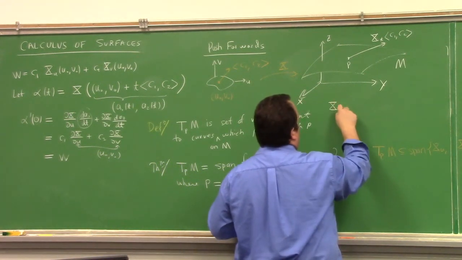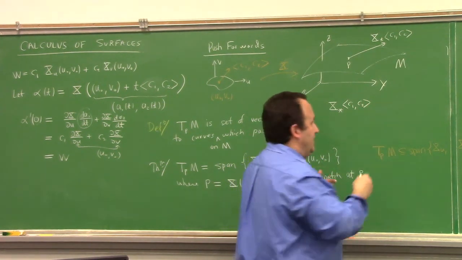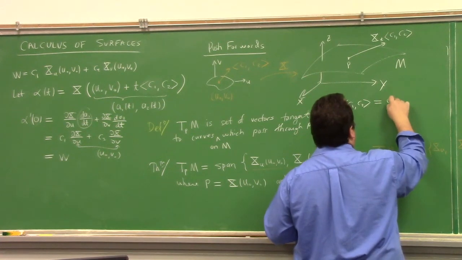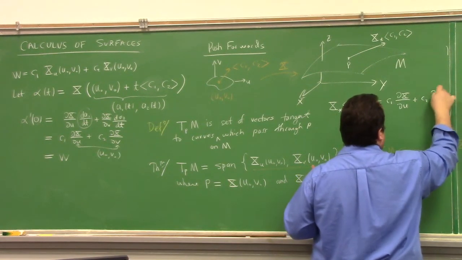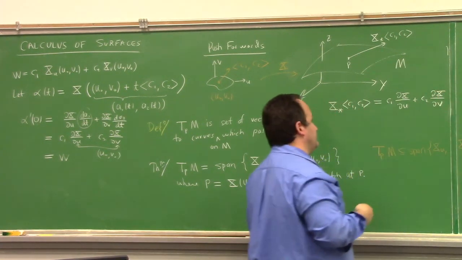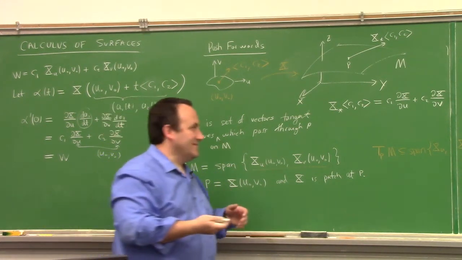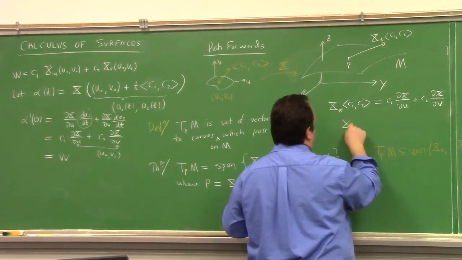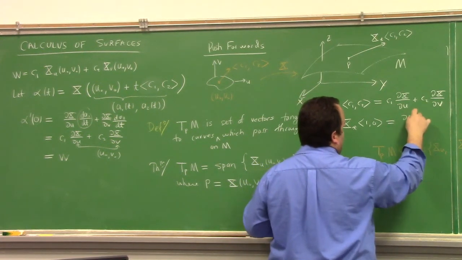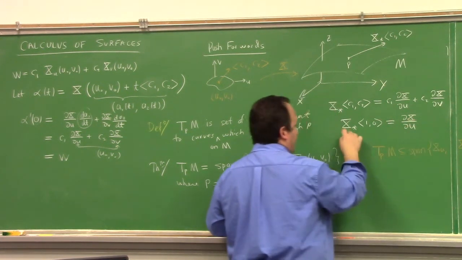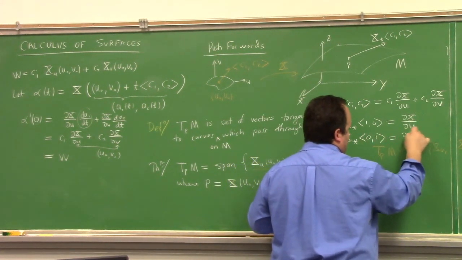Yeah, the push forward of the tangent vector C1, C2 is actually C1 partial x partial u plus C2 partial x partial v. I can be a little bit more basic. That's a pun, sorry. So the push forward of (1, 0) is partial x partial u, whereas the push forward of (0, 1) is partial x partial v.